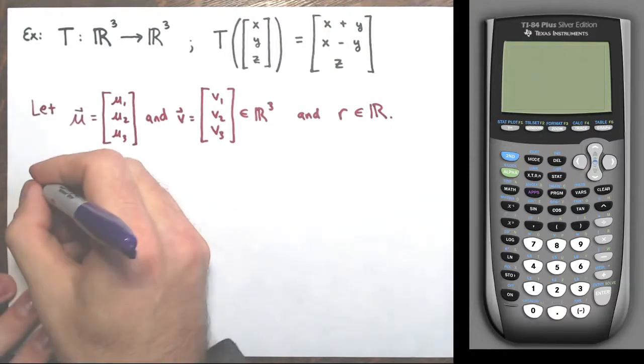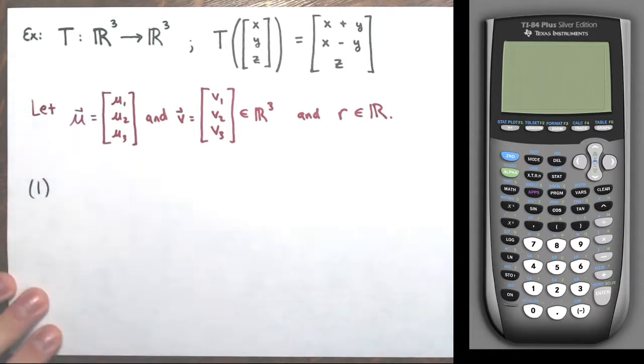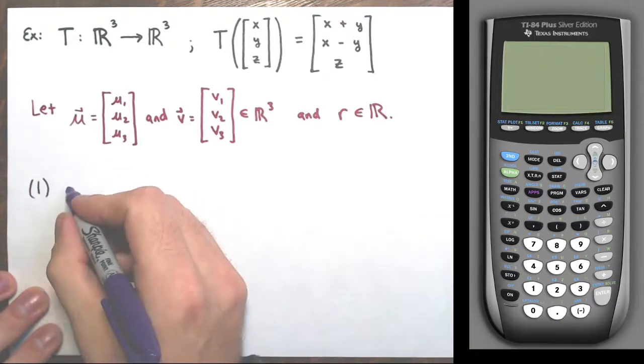All right. So the additivity property. This time I'm not going to write the question. I'll ask the question out loud. Is T of u plus v equal to T of u plus T of v? So I'll look at the left side.